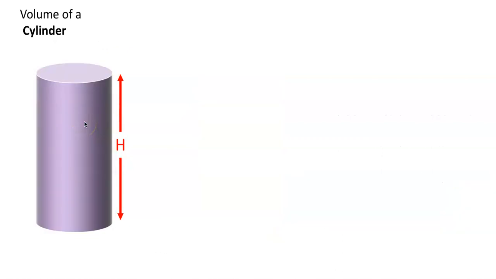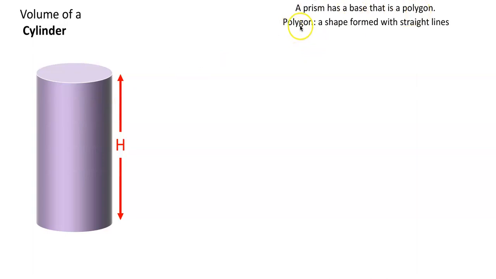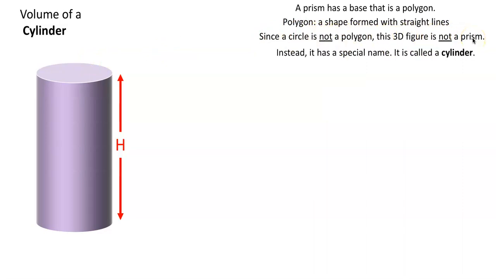Wait, there's more! We have the volume of a cylinder. Now, a cylinder isn't actually a prism. Let me explain. A prism has a base that is a polygon. A polygon is a shape formed with straight lines. Do you see that a circle is not formed by straight lines? It's actually a curved shape. Since a circle is not a polygon, this 3D figure is not a prism. Instead, it has a special name. It is called a cylinder.